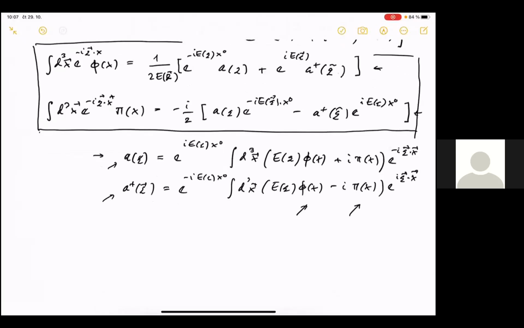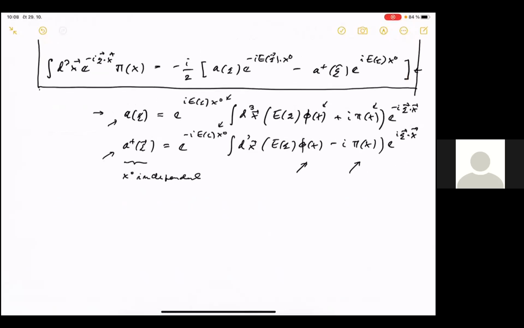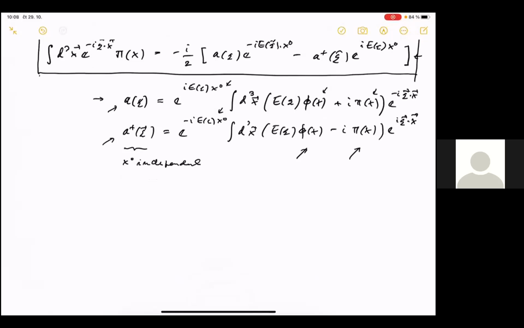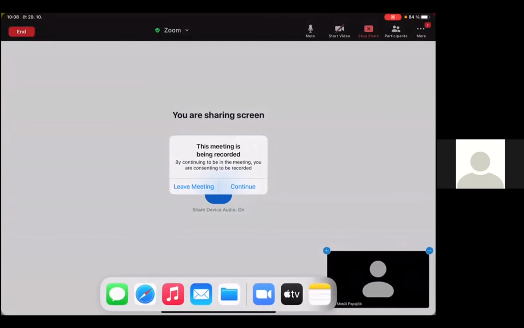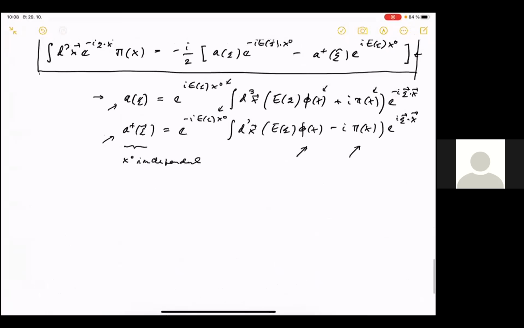Let me make a side remark here. Notice that the left-hand side of these equations is not dependent on x0, while on the right-hand side we obtain something which has both explicit dependence here and also dependence implicit in this phi and pi. What is the reason for this independence? The reason is that in fact we can show that the right-hand side of these expressions can also be written in terms of the integral of the zero component of some conserved current which is associated to the Klein-Gordon equation.